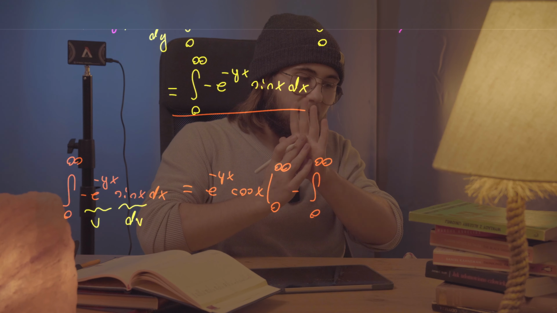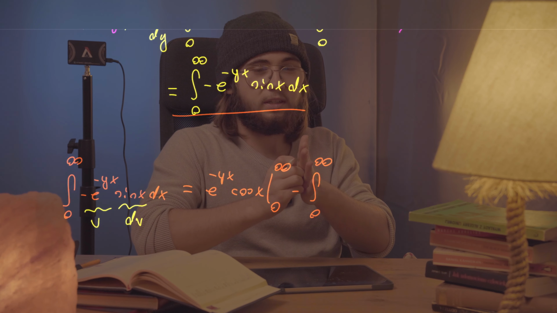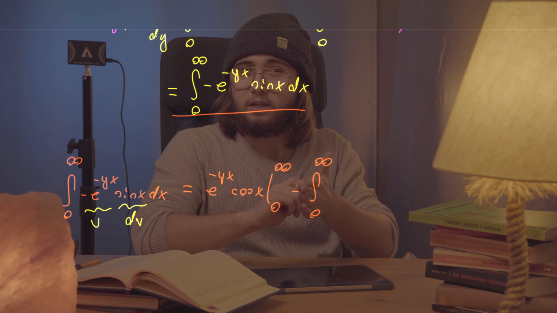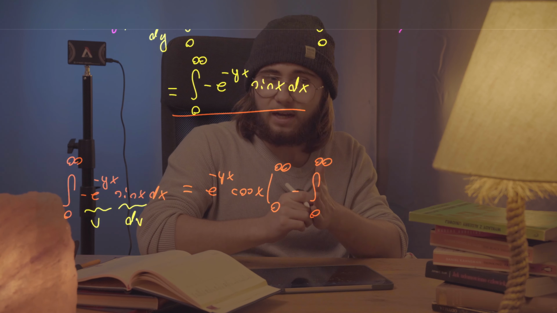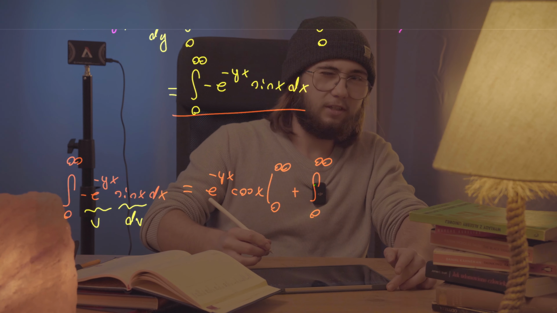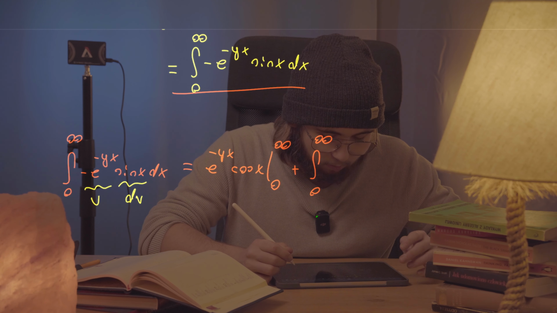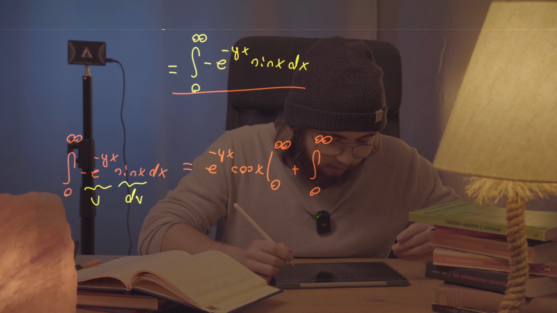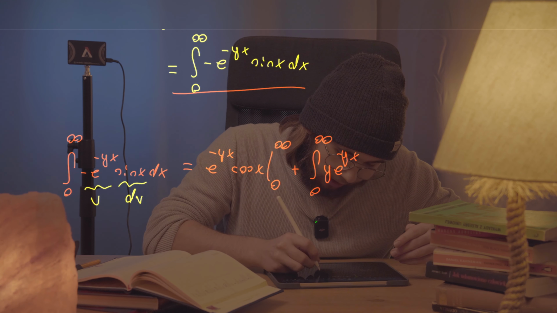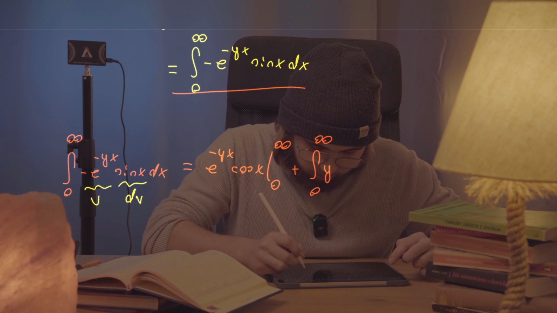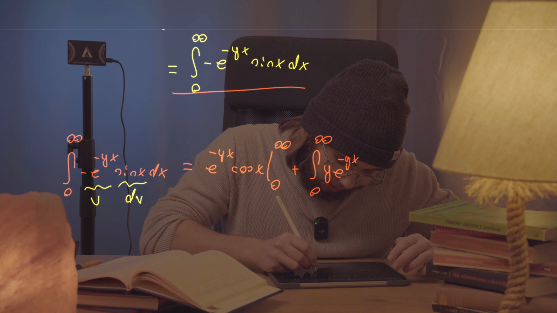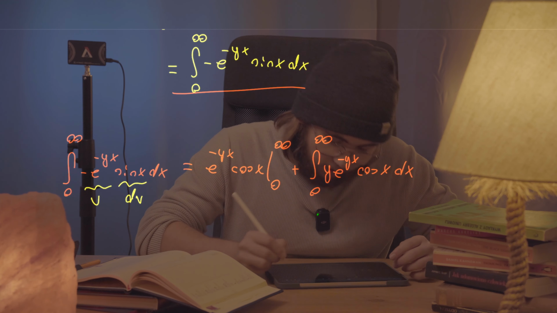Now the negative term in the exponential, when taking the derivative of it, is going to cancel with the negative from the antiderivative of the sine of x, which is the negative cosine. So we will actually be adding this integral from 0 to infinity, and differentiating this exponential with respect to x gives y e to the negative yx, and then cosine of x dx.